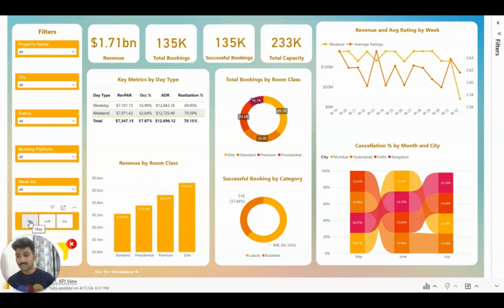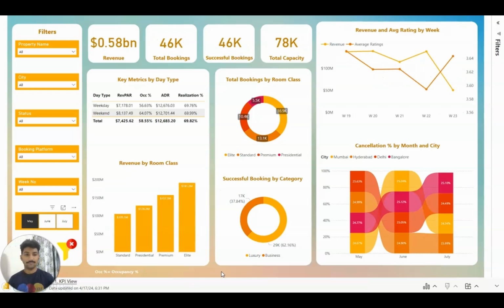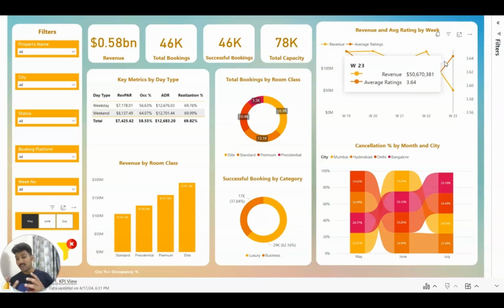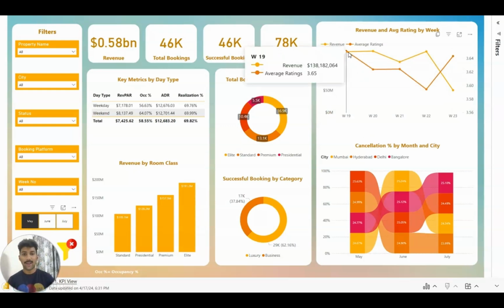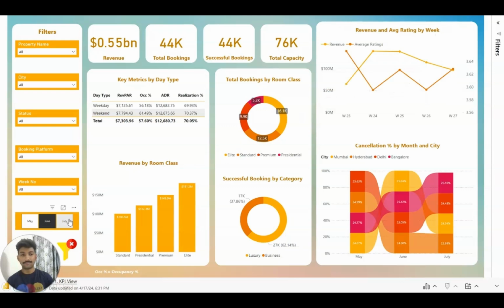So I'll select the slicer of May. Now it is expanded according to the weeks that are in the month of May. Here you can see we get all the information about the revenue and average rating in week 19, then week 20, then 21, 22, 23, and so on. So let's check what are the highest overall revenue and what is the highest overall average rating. Let's check first the overall highest revenue. Now let's go to July.